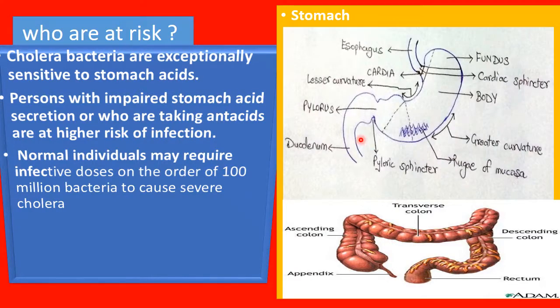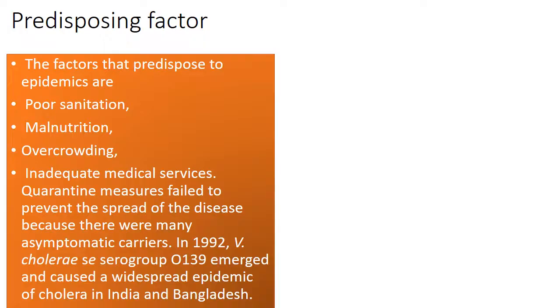Now the question arises, who is at risk? You know that cholera bacteria are exceptionally sensitive to stomach acid. They do not tolerate the acidity of the stomach. Persons with impaired stomach secretion or who are taking antacids such as omeprazole are at high risk. Now, what is the infectious dose? A normal individual requires about 100 million bacteria to develop severe cholera.